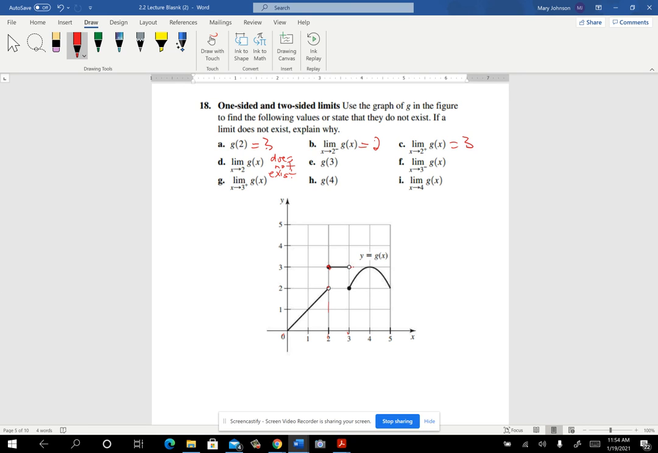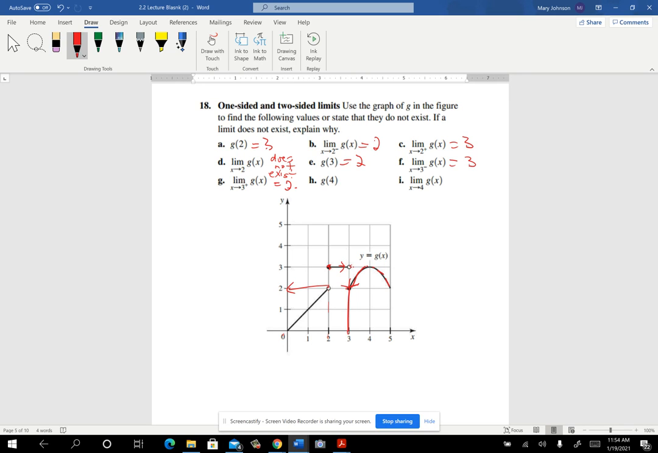g of 3 would be 2. A limit of g as x approaches 3 from the left would be 3. The limit of the function as x approaches 3 from the right would be 2. And if they had asked me, the limit of g of x as x approaches 3 would not exist.